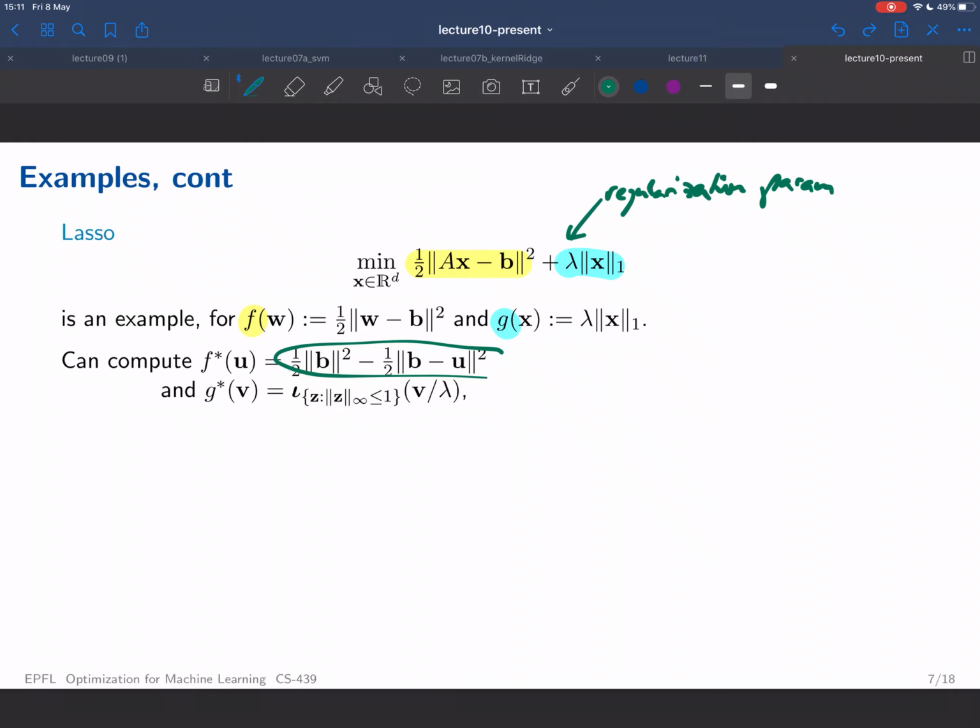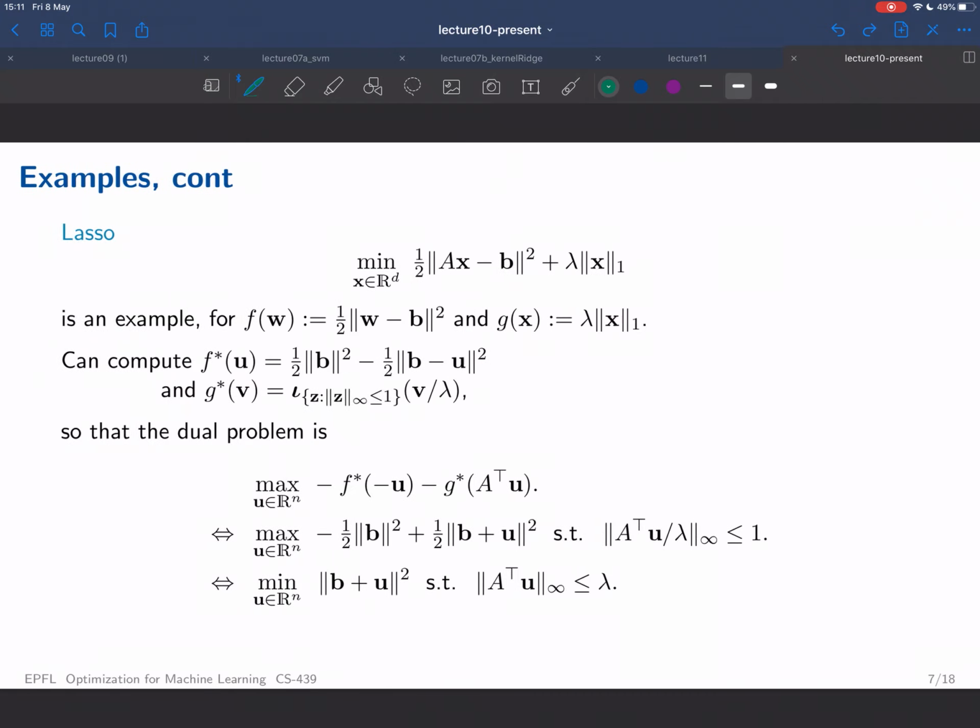So now we have the dual problem of the lasso. Here it is. So that's the general form. We just need to plug in what we just said. We know what F star is, we know what G star is, we just plug that in. So what it means is I need to take G star at the data transposed. So that's here. So data transposed times U.